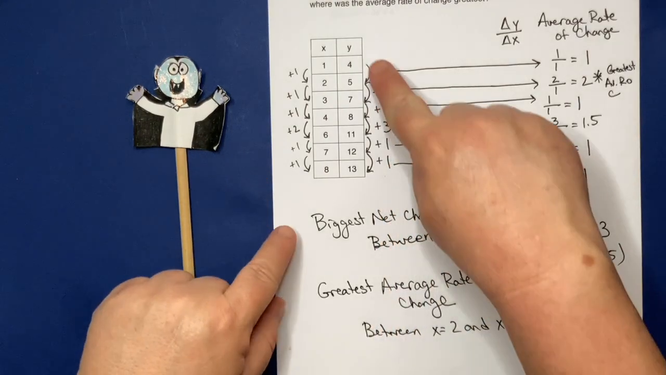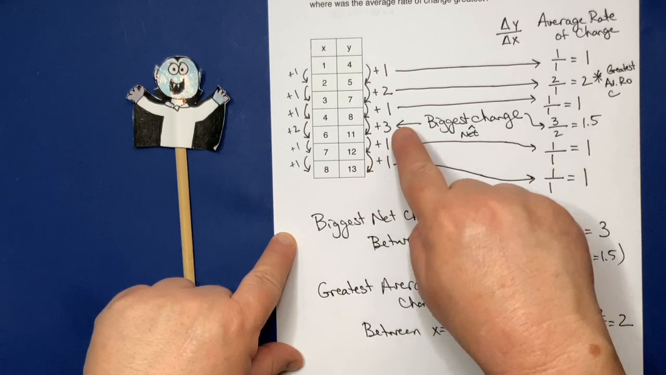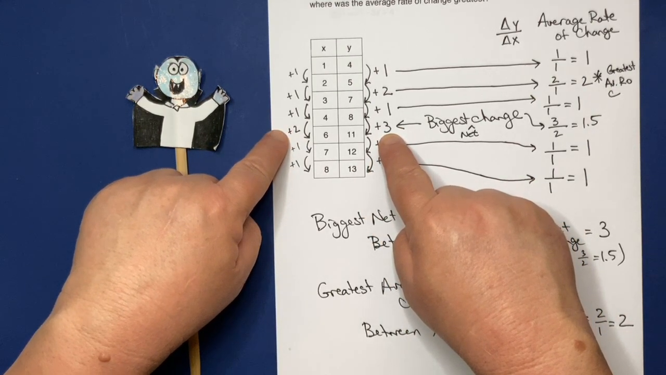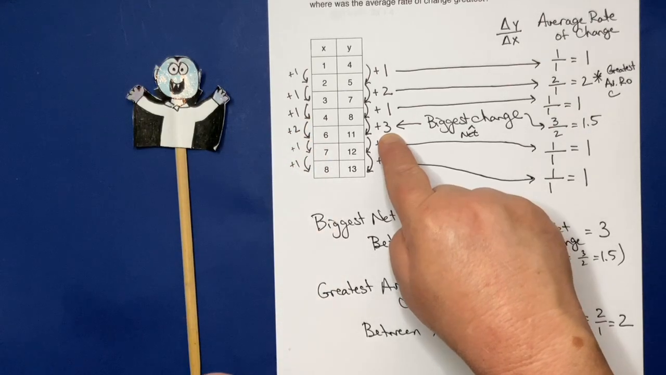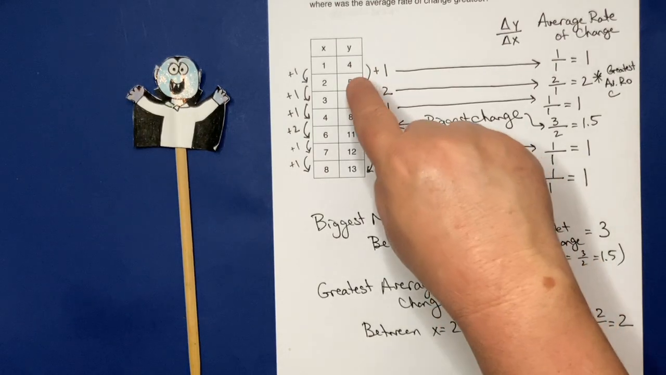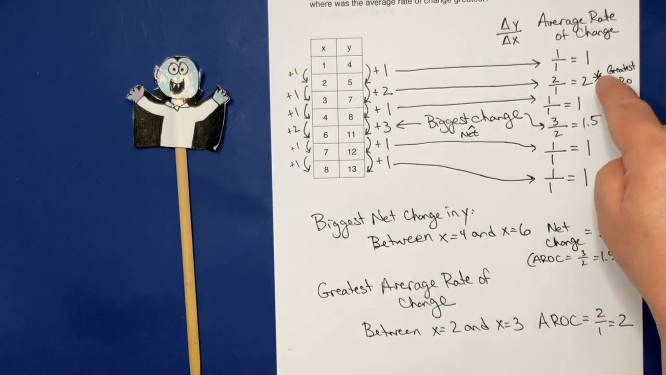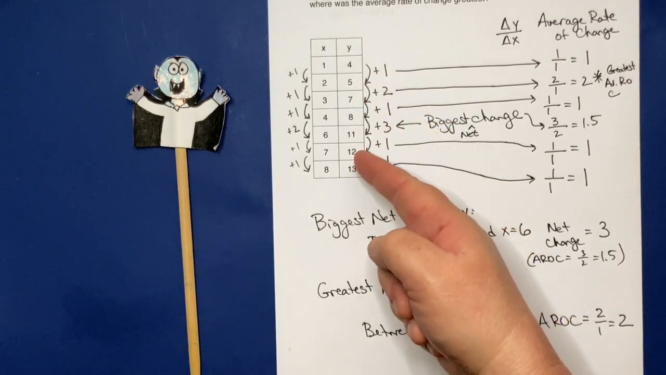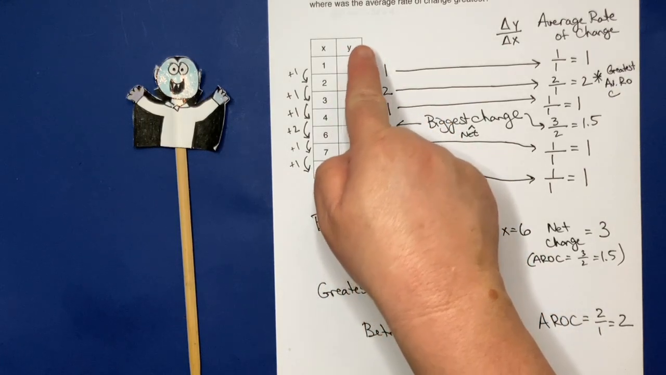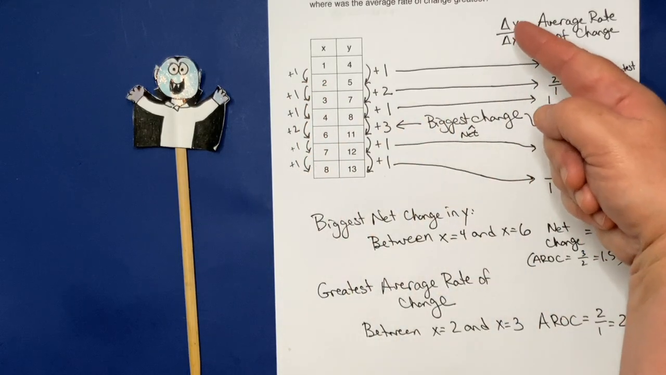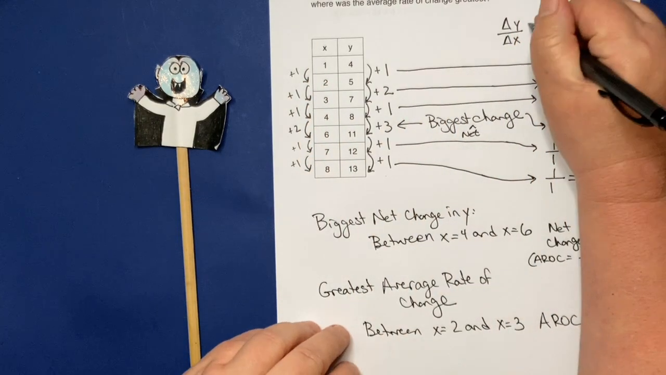In the one case, if we just look at how much y is changing, this one seems really impressive. But you have to take into consideration that x changed by 2. So when we divide 3 by 2, we only get 1.5. This jump from 2 to 3 was actually the biggest change right there. And that's what average rate of change tells us. It says, don't just look at y, look at the ratio between how y changes compared to how x changes. Delta y over delta x.